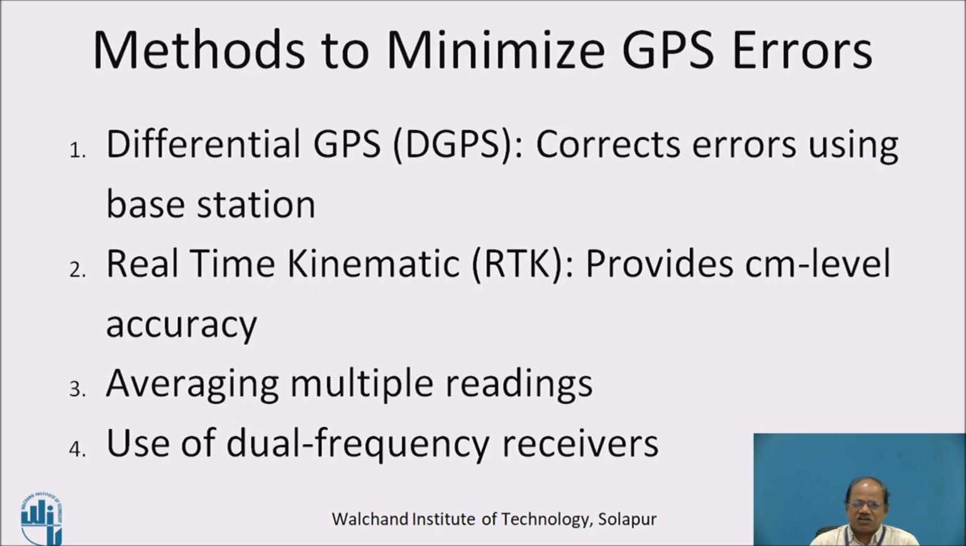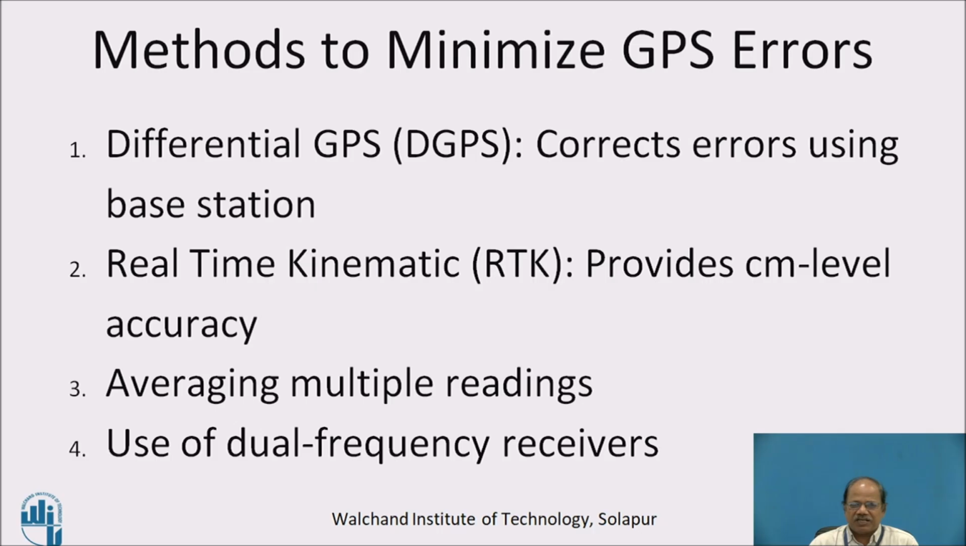Of course, after discussing all these errors, the obvious question is how to minimize these GPS errors. One of the options which have been devised scientifically is to use differential GPS, where there can be two receivers, one at a base station, the other at different locations elsewhere, wherever we are interested in getting the positions. The other options are real-time kinematic and averaging multiple readings, and of course the use of dual frequency receivers.